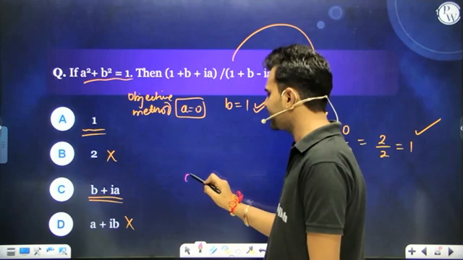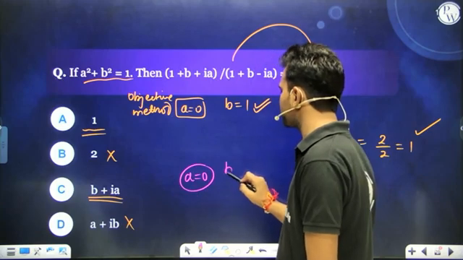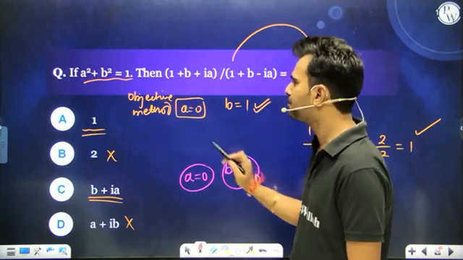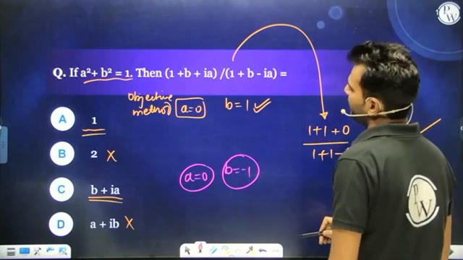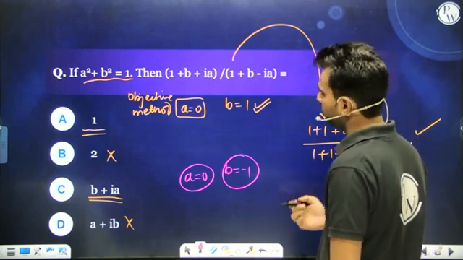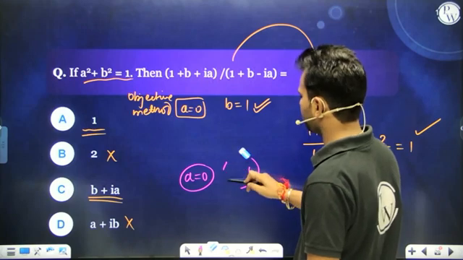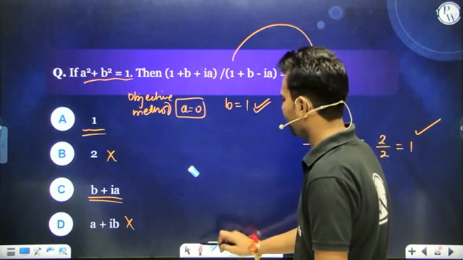Now, if a is 0, then b can also be minus 1 from this particular equation. In that case, if you are taking b as minus 1, the denominator is going to become 0. So that is not possible. Let's take any other value.